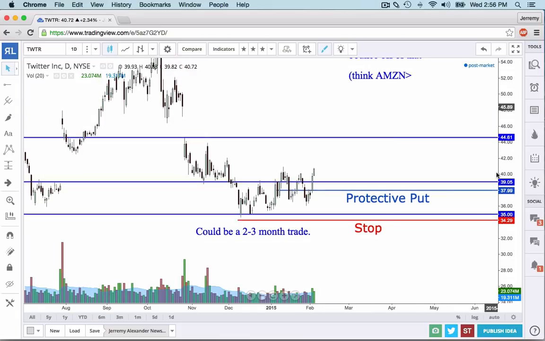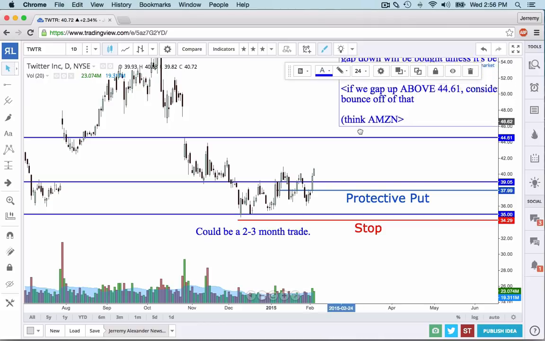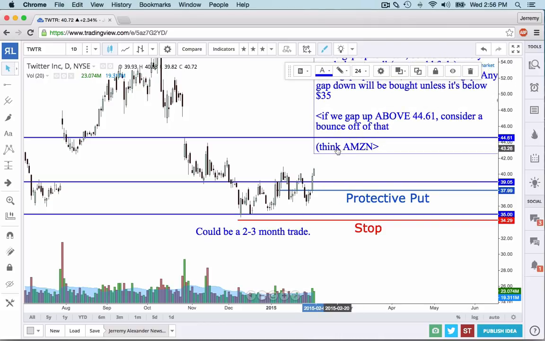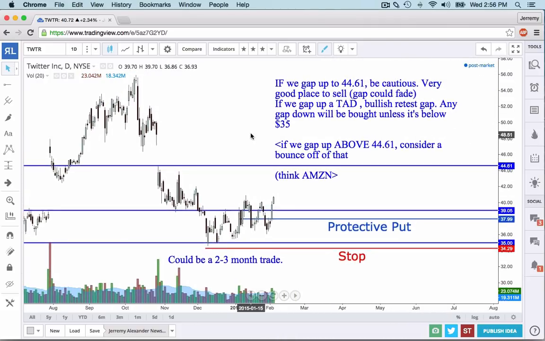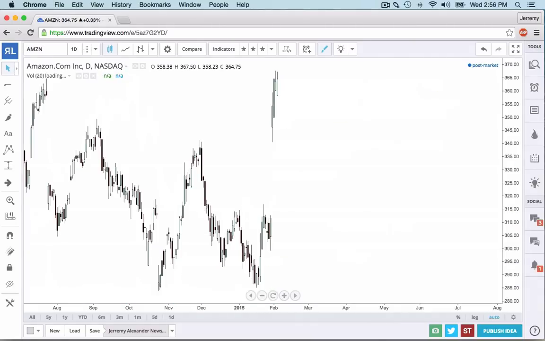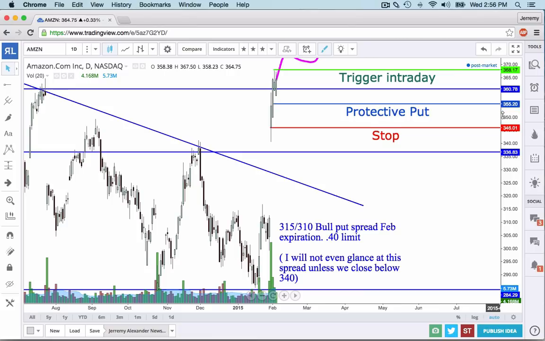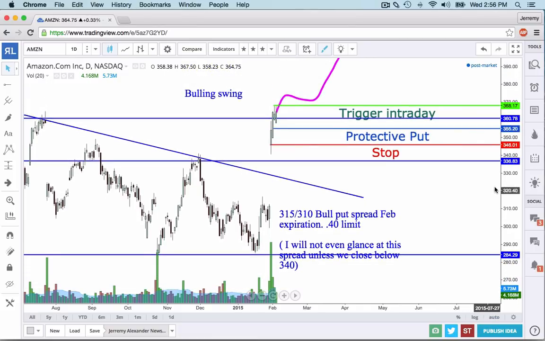And on the trading floor in the last 15 minutes of the day, we do look at gaps for the next day. And that's kind of what I'm thinking, right? So that's my trading plan for Twitter. Amazon was the other call that we made, pretty good call as far as the retest gap.